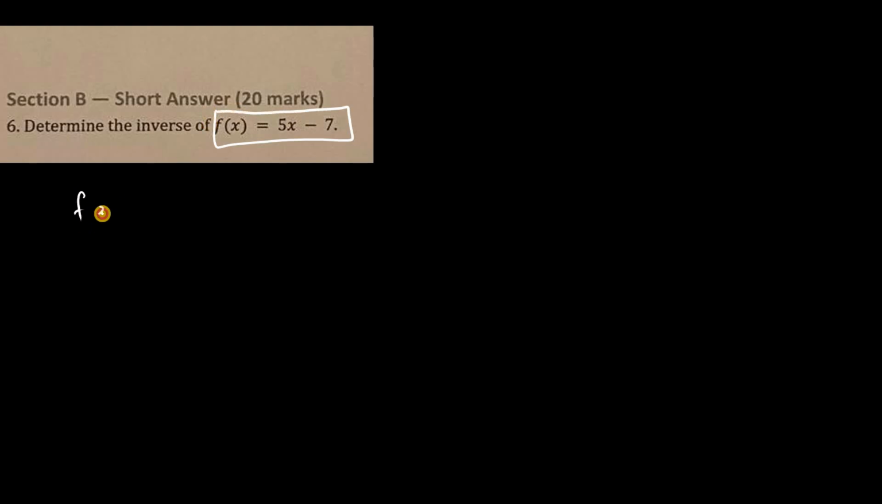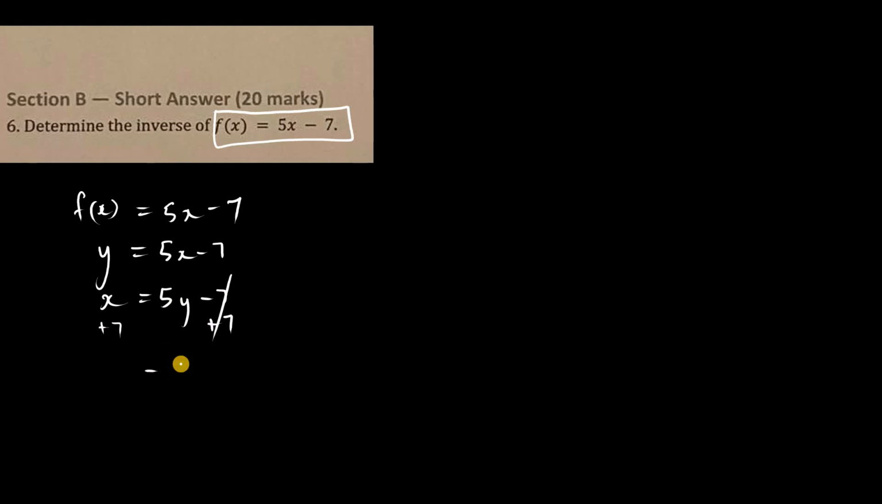Alright, determine the inverse of this function. So we have f of x is equal to, so we're going to change f of x to y, step 1. Wherever we see y, we put x. Wherever we see x, we put y. We isolate the y term, first of all, by removing the minus 7.